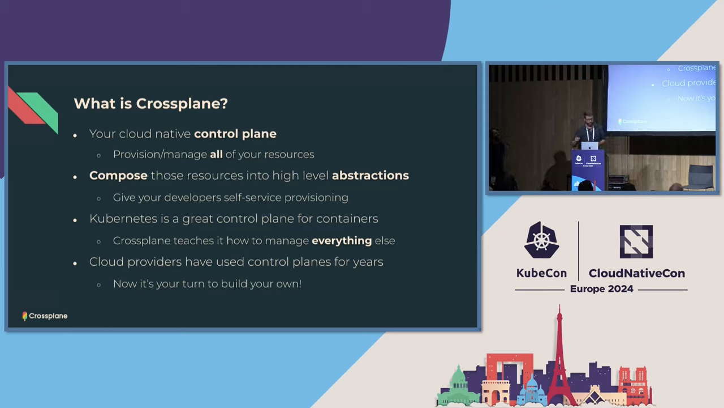What is Crossplane? Crossplane is your cloud-native control plane. You can use it to manage all of your resources. You can compose those resources into higher-level abstractions and then offer those to your developers so that they can provision infrastructure when they need it. Kubernetes is an awesome control plane, really good for containers, but Crossplane teaches it how to manage everything else, basically.